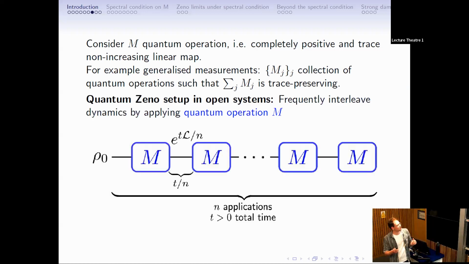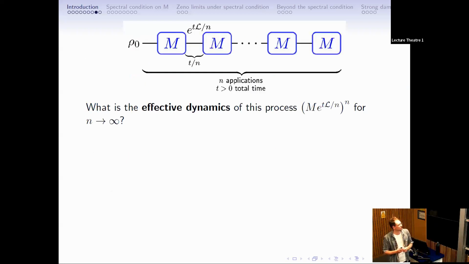And then the Zeno setup is: you have your dynamics, you let it go for some time t over n, you apply the quantum operation M, you evolve again for some time t over n, and you do this n times. You're interested in what happens if the measurement application frequency n cranks up to infinity. So what's the effective dynamics, or does this operator product converge in some reasonable sense? That's the question of this talk from now on.